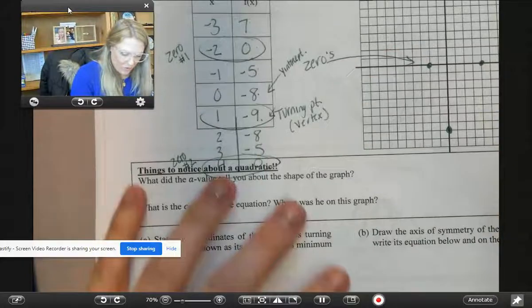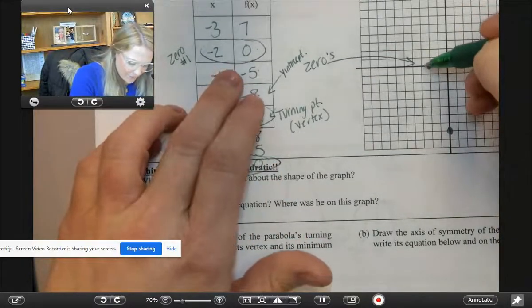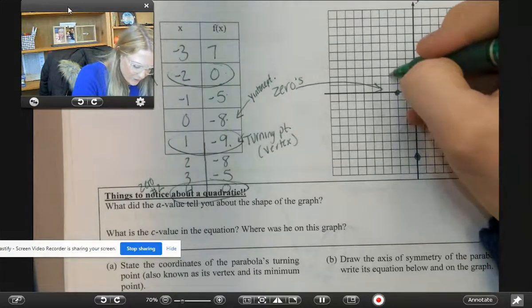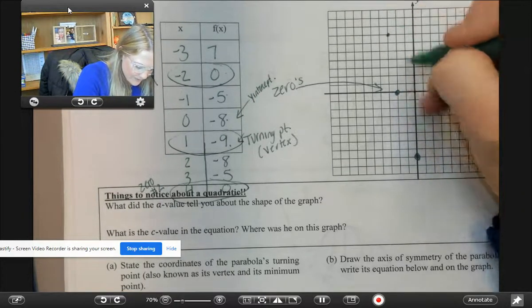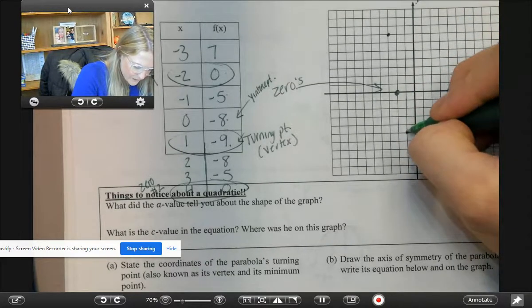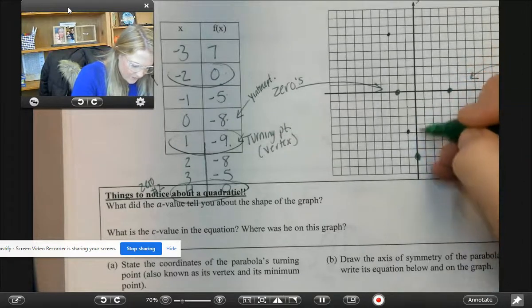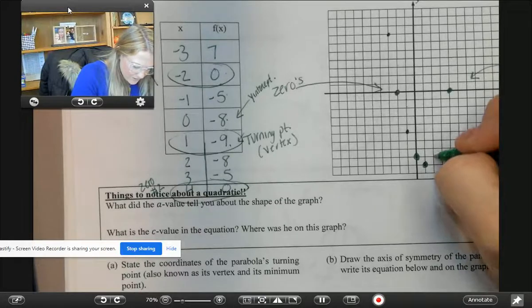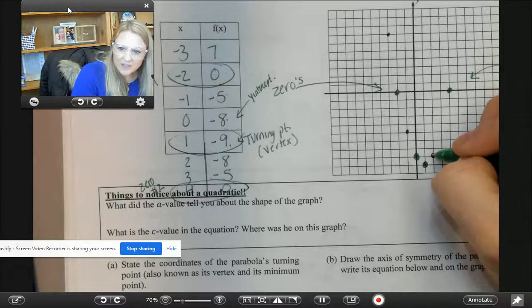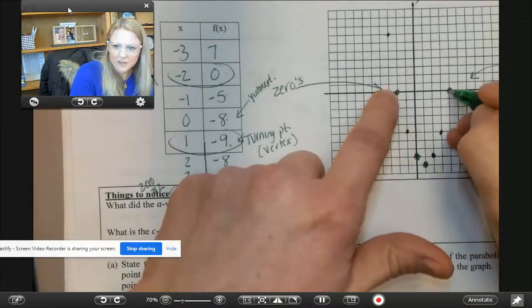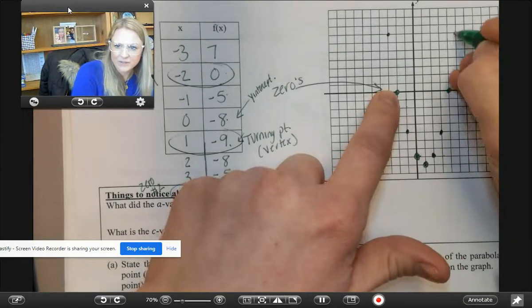And so let's just plot some more. So -3, 7, I'm going to graph the whole thing because it really helps you get a better idea of how it looks. So -3, 1, 2, 3, 4, 5, 6, 7. -2, 0. -1, -5. 0, -8. 1, -9. 2, -8. And watch, I'm going to graph this really quickly now because it's symmetric. See that symmetry? So go over 1, and it's going to be symmetric to that point. Go over 1, symmetric, over 1, symmetric.